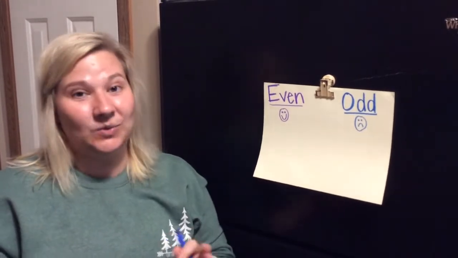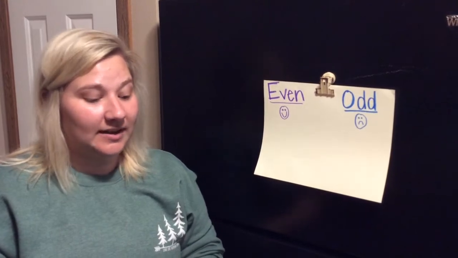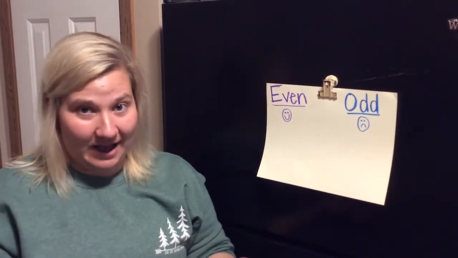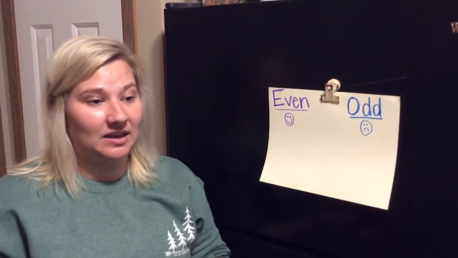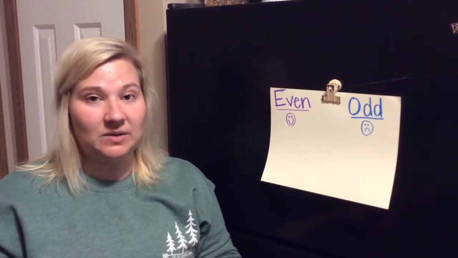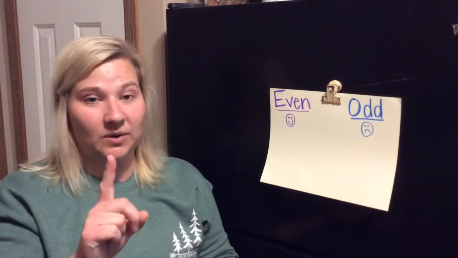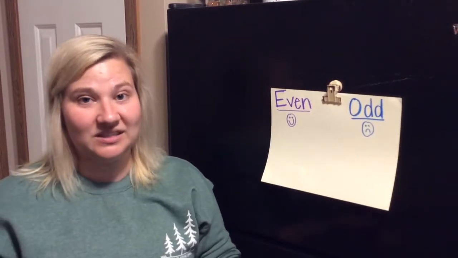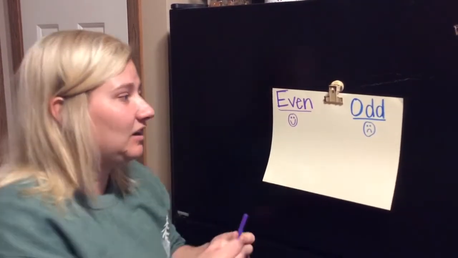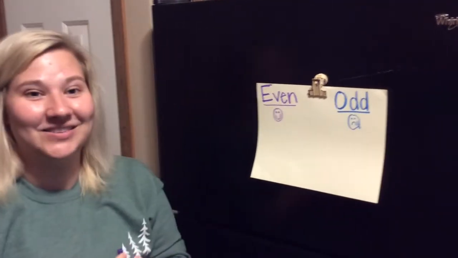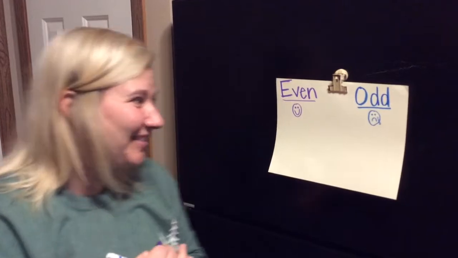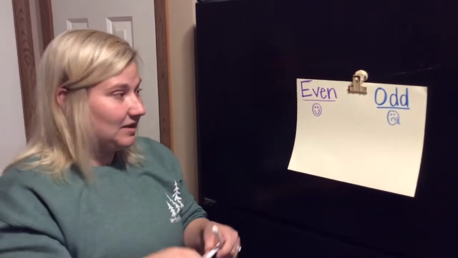So odd is when you don't have an equal number. So if you're playing a math game and there's 3 people and I said, oh, only choose 1 partner, that means 1 person gets left out and they're sad and they are probably crying. That's why I have the sad face. Okay, so we're going to talk about even and odd numbers.